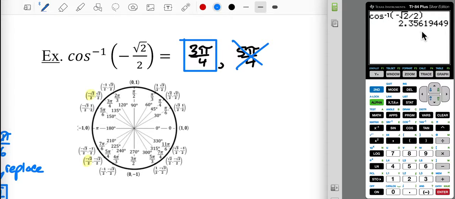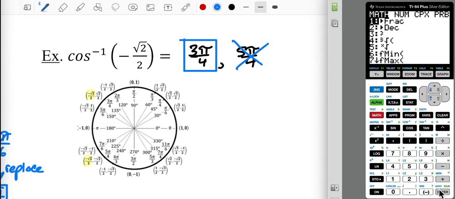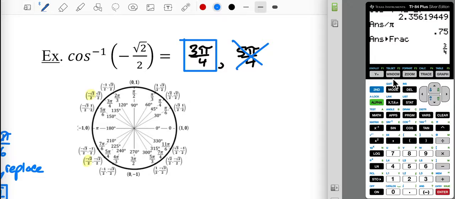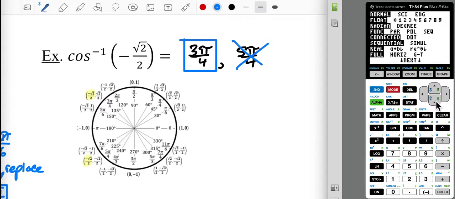So I get this decimal here. There's two ways to handle it. One way would be to say, well, you've got to figure it's a multiple of pi. So what you can do is divide out pi, see what the decimal is, convert it to fraction form if you don't recognize it, it's 3/4, and then slap the pi back on.